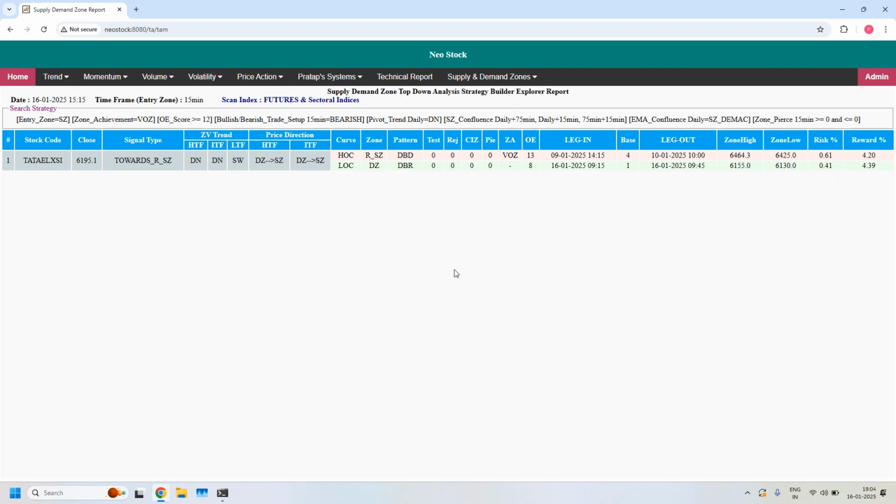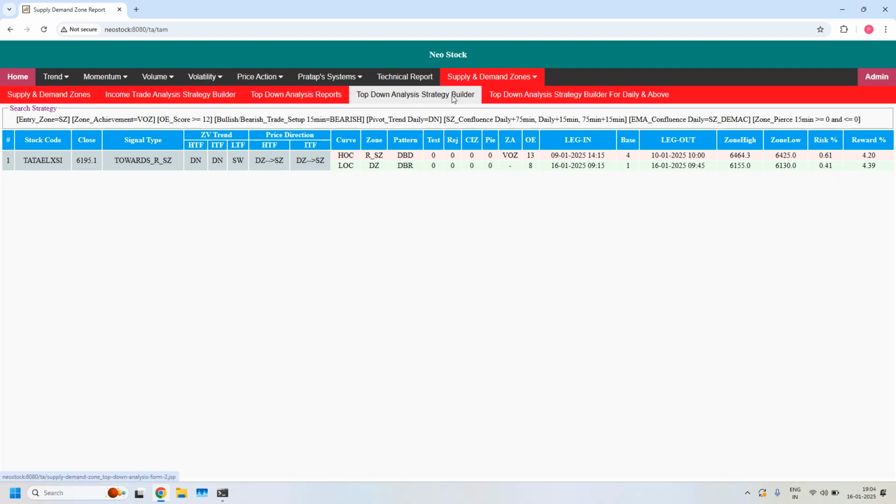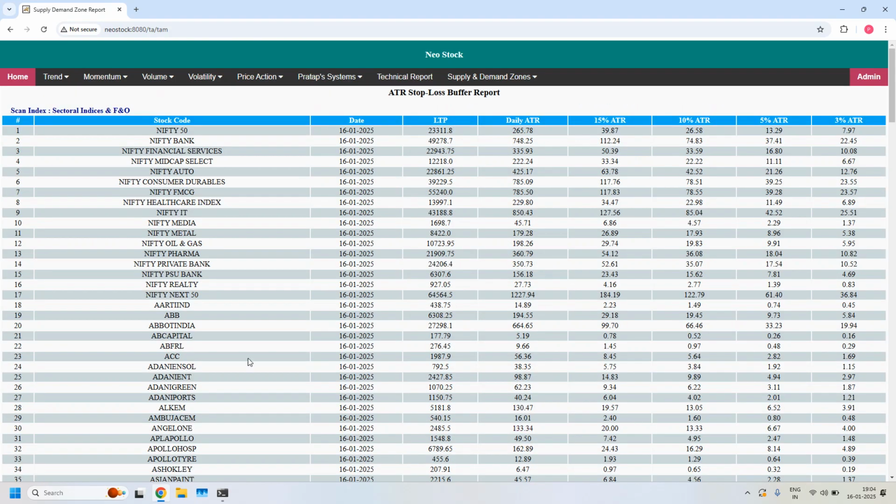In the final report, let us generate stop buffers based on daily ATR. So the first 17 in this list are indices, the remaining are all equity stocks. I am scrolling the list down. Whichever stock you want to refer to, pause the video there, and after that you can proceed further. Okay, I am scrolling the list down.